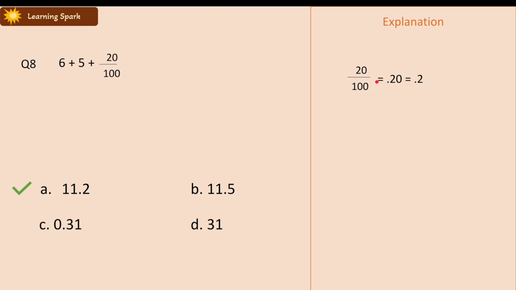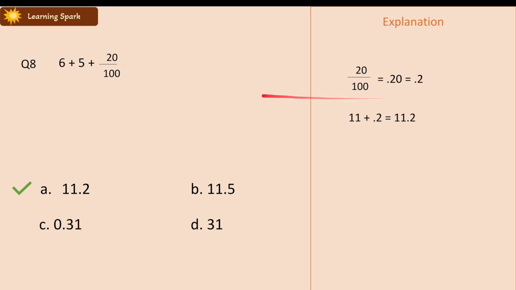20 by 100 equal to: you first write 20, and again from the right hand side you come 2 places. As we have learned earlier, because we are dividing 20 by 100, a fraction is basically division, nothing else. So the rule of division that we have learned earlier will apply. 0.20, and 0.20 means 0.2, because this 0 basically keeps the number the same, it doesn't change the number. Okay, so 0.2, right?